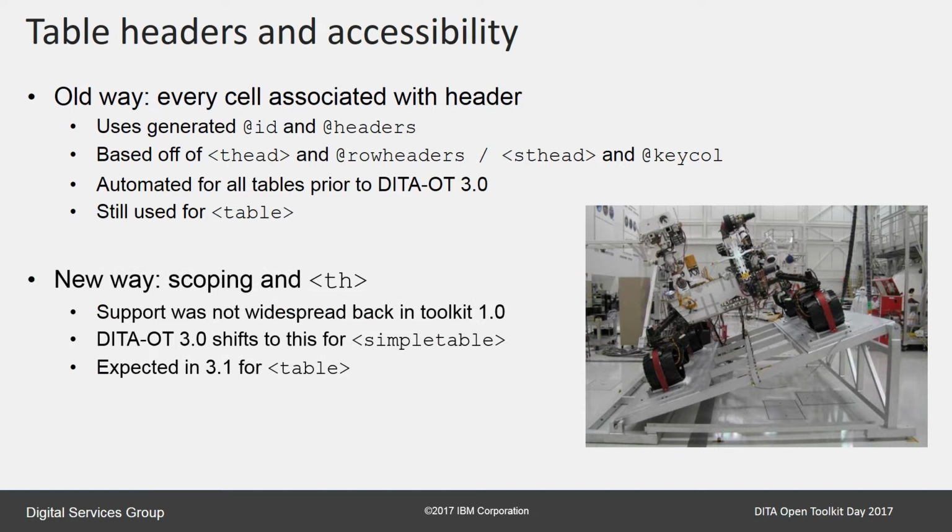So the new way of doing it is with scopes and the TH, just making use of the TH headers in HTML. Back when we created Toolkit 1.0, some of this was sort of defined, but none of the screen readers we tested actually used it, which is why we had to generate those ID and headers. That's no longer the case. If you look around on the web for recommendations about table accessibility now, it says use this stuff, don't use the old ID and headers, it's a mess.